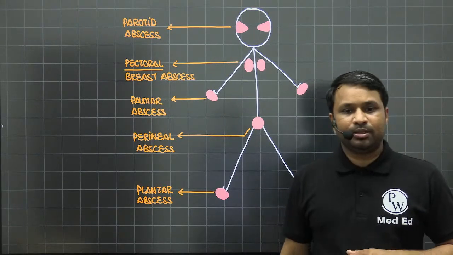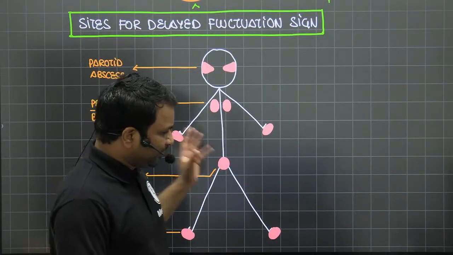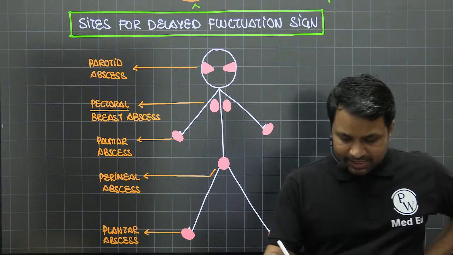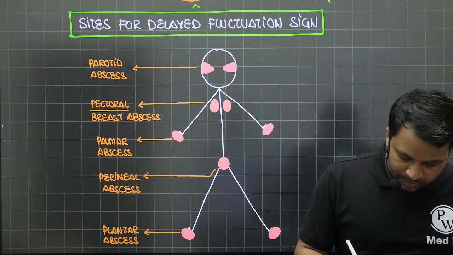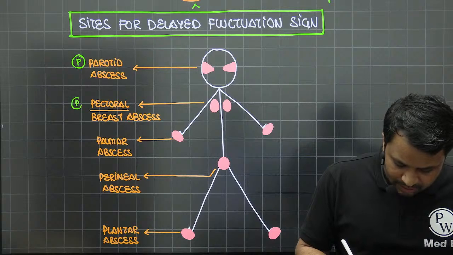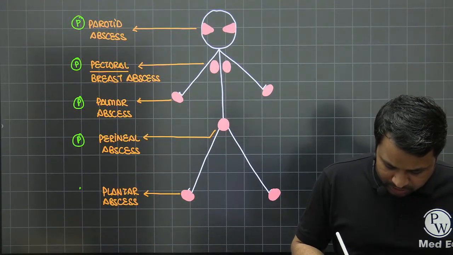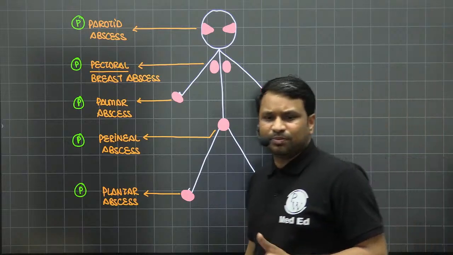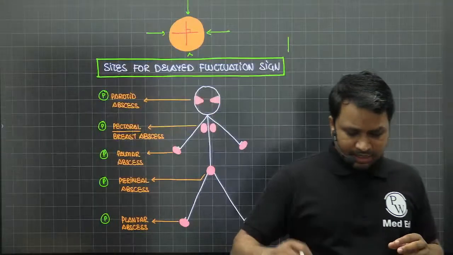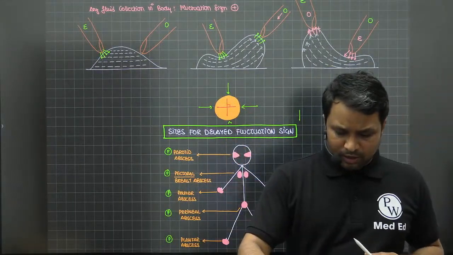It is going to be the plantar abscess, right? So these are the different sites where you have a patient who will have an abscess, but there is a delayed fluctuation sign. Fortunately, all of these start with P: parotid abscess, pectoral abscess, palmar abscess, perineal abscess, and plantar abscess. Because all of them start with P, it is very easy to remember these as the sites where the delayed fluctuation sign is positive. So we will not wait for the fluctuation sign to arrive at these particular sites.